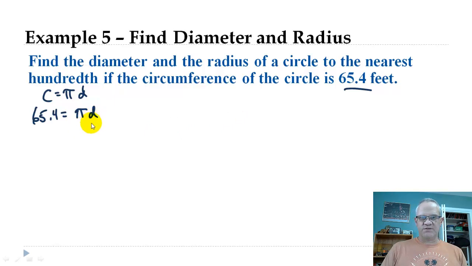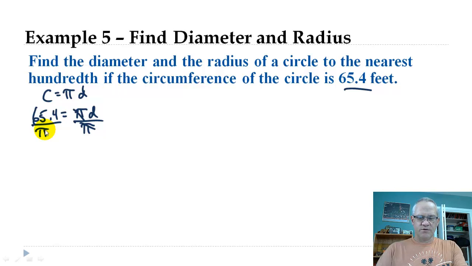Well, basic algebra: divide by pi, because these pi's will cross out, and we'll divide by pi over there. So in this case, now we have D, or the diameter, will just be 65.4 divided by pi.